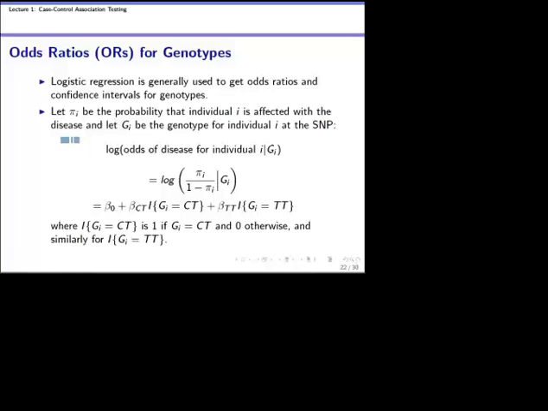What's the log odds if the person is heterozygous? Can someone tell me what that is, according to this model? This is an indicator. It's 1 if the person has genotype CT, 0 otherwise. So if the person has the CT genotype, it's beta naught plus beta CT. And similarly, for a person who has the TT genotype, it's beta naught plus beta TT. So that's our model.